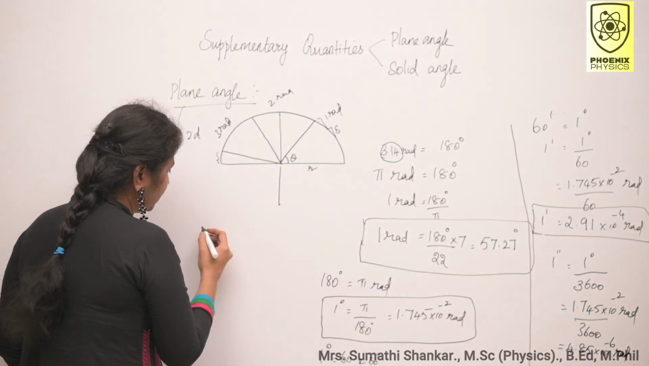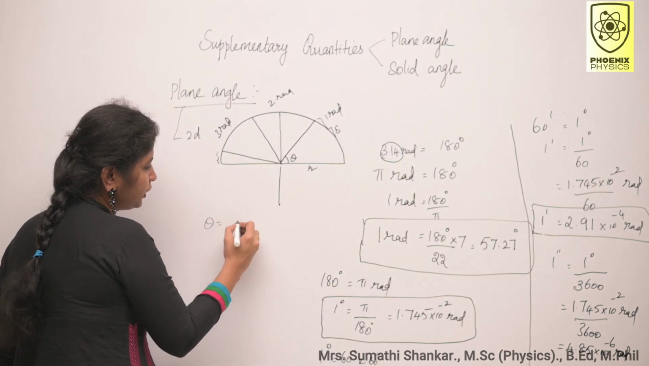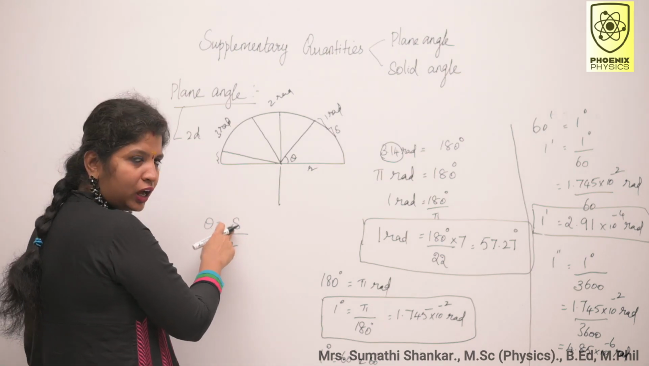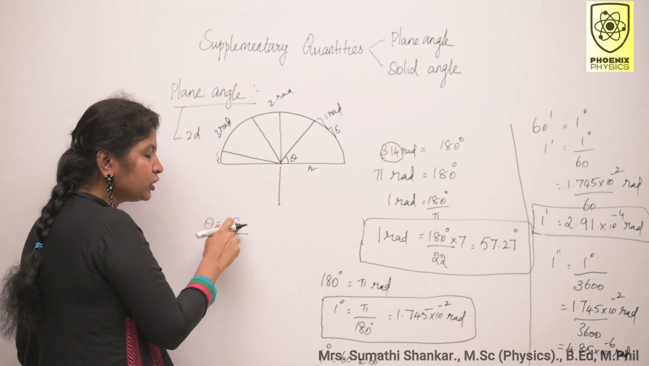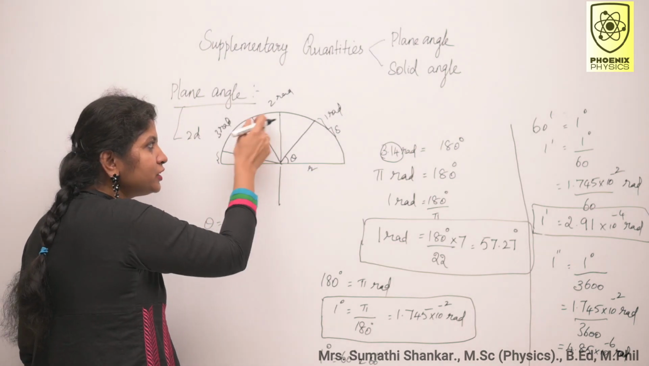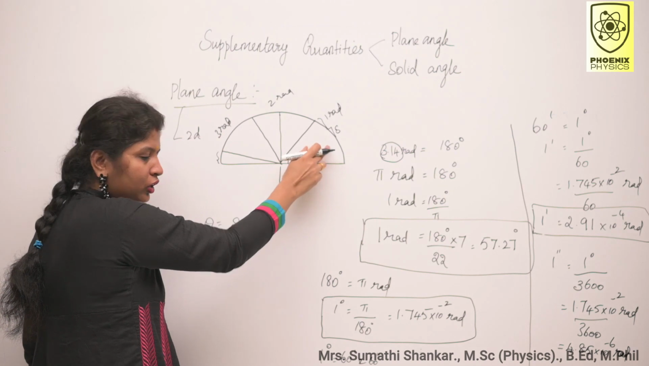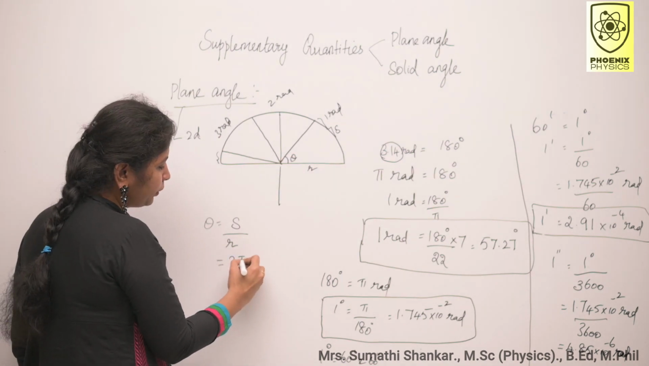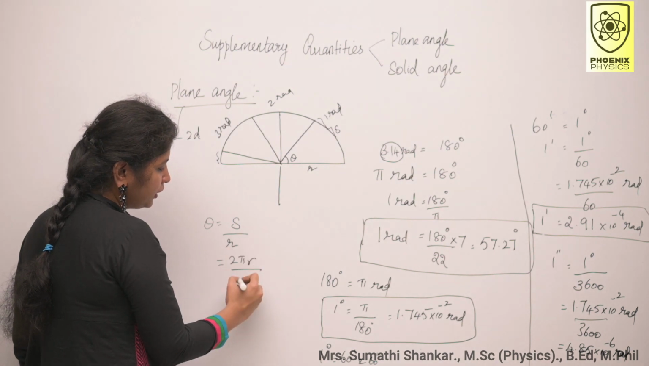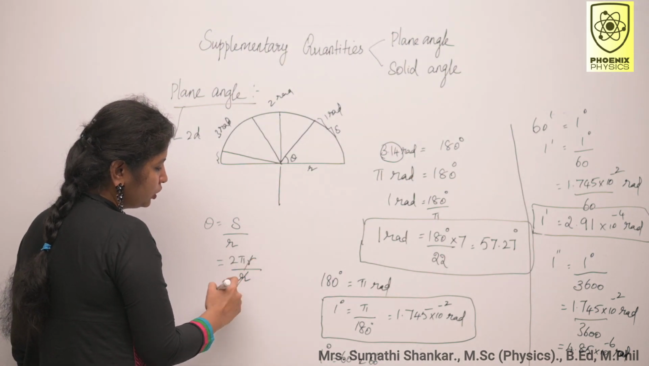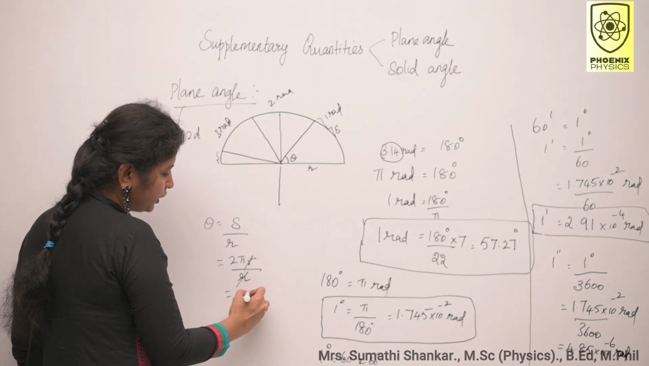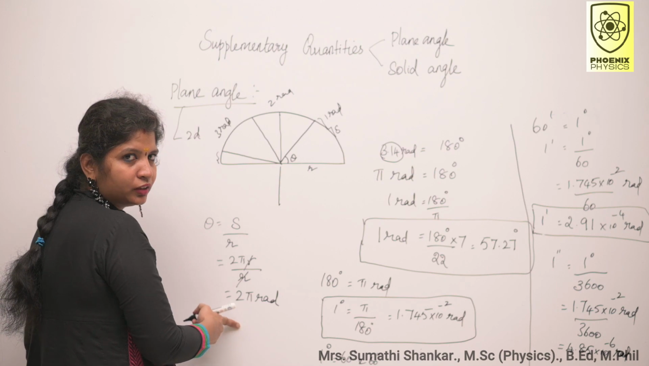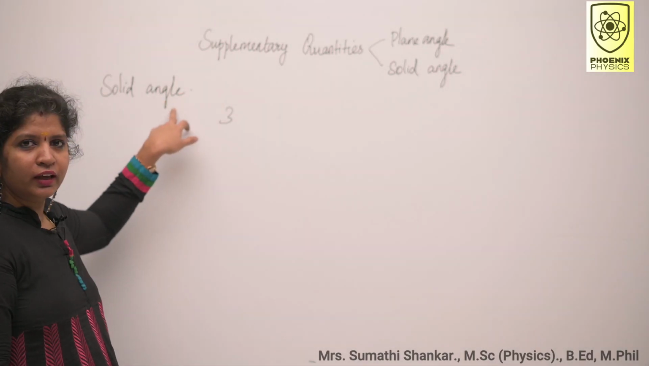You know the formula, theta is nothing but S by R. So this S is our arc length. I am choosing this arc length on the circumference of the circle. So what's the formula for circumference of the circle? 2 pi R. Here the radius R. Cancel these two. You can get 2 pi radian. So this is the maximum possible angle. Up to this clear. Next we will see solid angle.